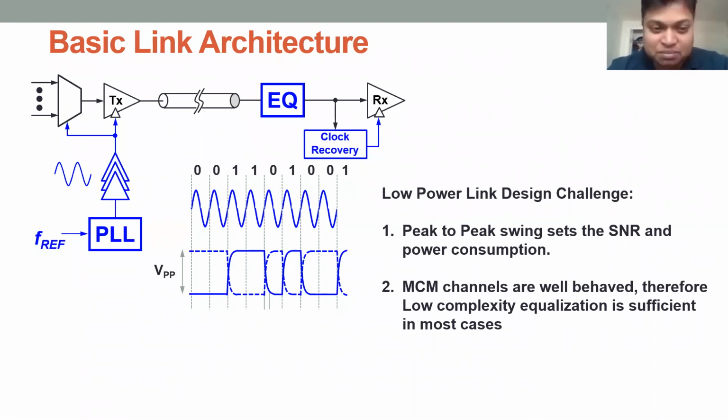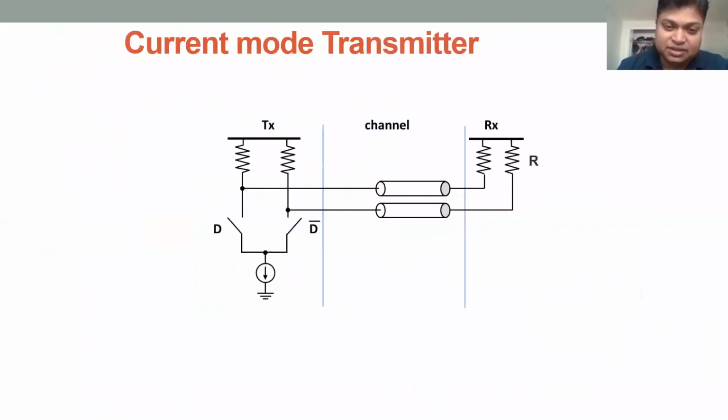But we still try to play tricks around it to make it more efficient. As far as the link goes, we are trying to take advantage of relatively better channels that we have access to, and keep the equalization complexity low enough so that we can hit very good efficiency, less than 1 picojoule per bit, right? That's the goal. Now, why is getting the signal swing difficult? It can be explained in a very simple way.